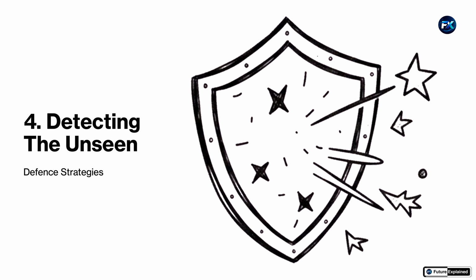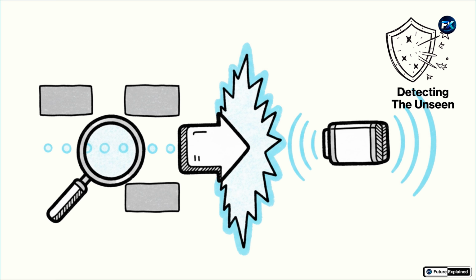Section 4. Detecting the unseen. Defense strategies against zero-width threats. Thankfully, there are some very practical ways to spot these unseen threats. The simplest one is the arrow key test. If you're ever using your keyboard arrow keys to just move the cursor through a word, and it seems to get stuck or requires an extra tap to move past a single letter, boom, you've just hit a zero-width character.